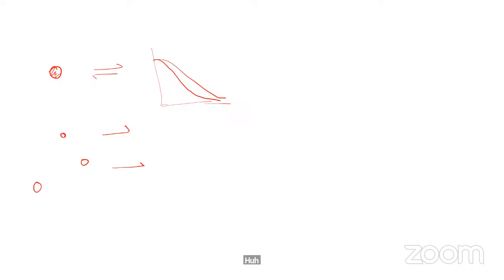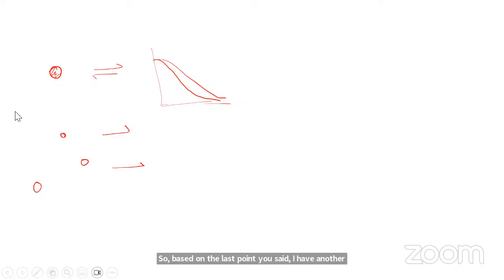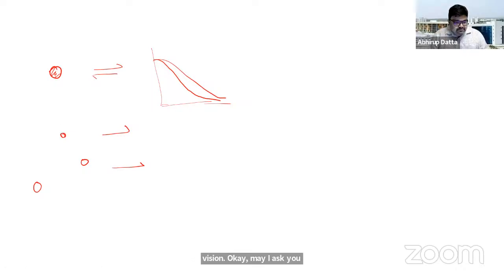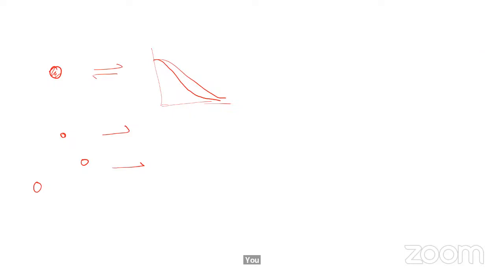Sir, excuse me, sir. Based on the last point you said, I have another question. May I ask it? Please. By looking at the shape of the visibility function, we can determine... You said we can determine the structure of the source. But when it comes to CMB mapping, how does this help?